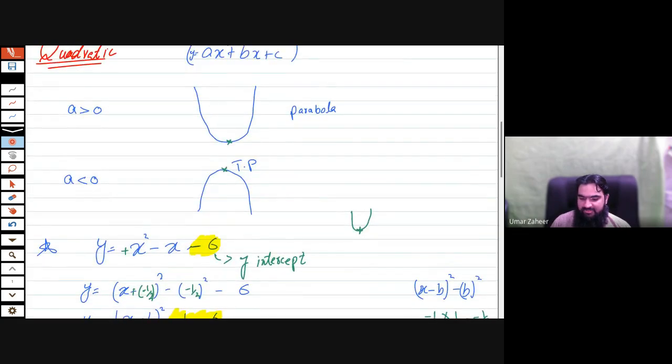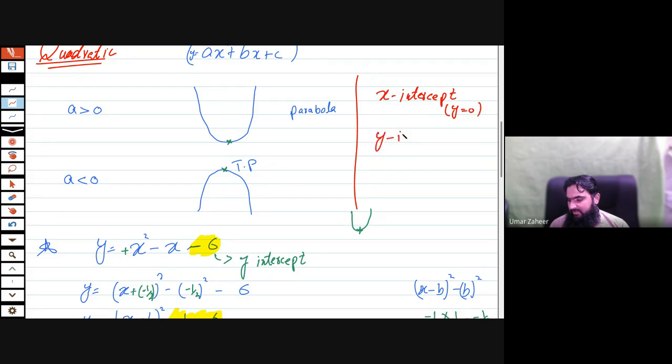And the important things in the graph are the x-intercept. Obviously, for that purpose, you have to take y is equal to 0. The y-intercept, you can see directly from the graph. That is a constant value. Or substitute x is equal to 0. And the last thing is the turning point. For that one, you need to do a completing square.